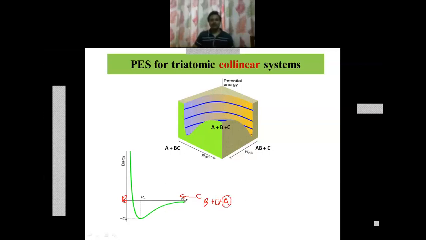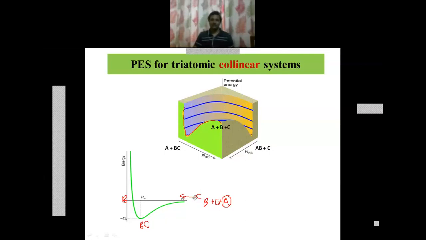Now when I move C along this, what do we really get? Now this is the equilibrium distance of BC, right? If you compare, look here. So you are here, A plus B plus C. Now BC is coming closer, so the diatomic potential goes down to the equilibrium distance, and then coming closer it goes up, right? So that is nothing but the diatomic potential you are going to look at here.